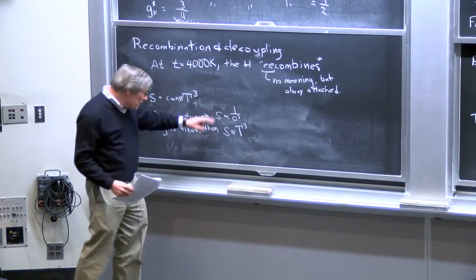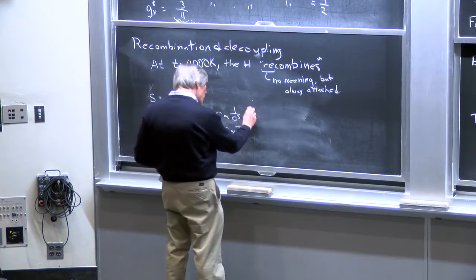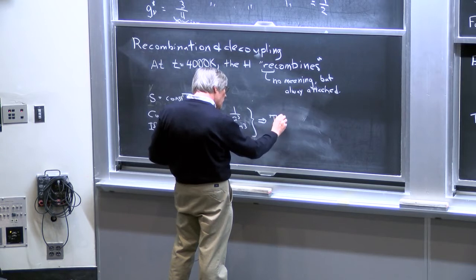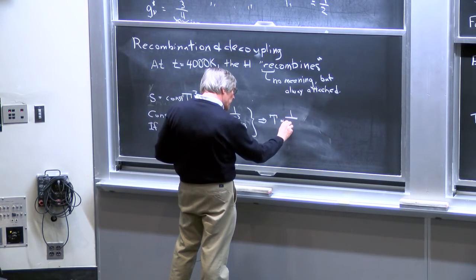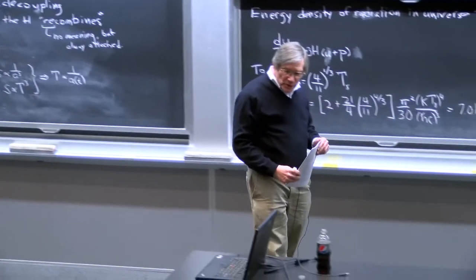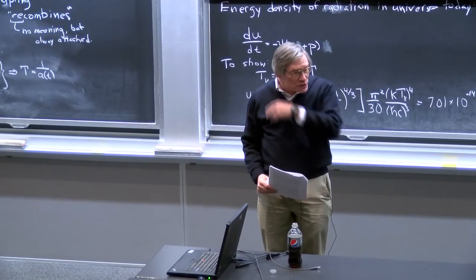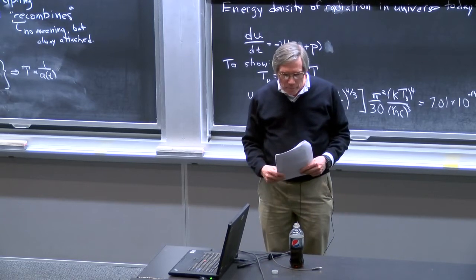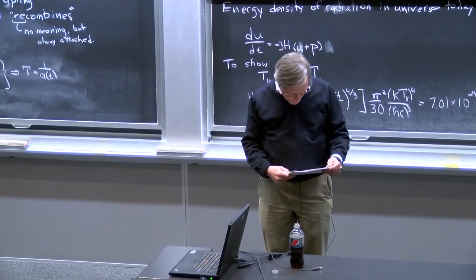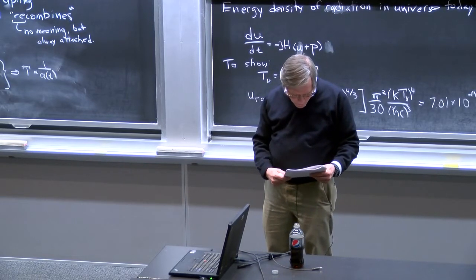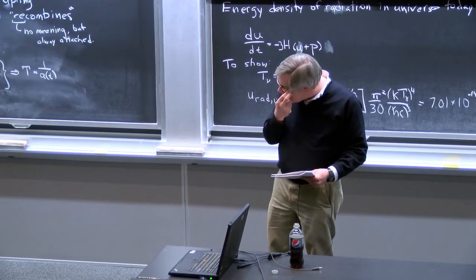And if you put these together, you could see that T is just proportional to 1 over the scale factor. So as long as little g, as long as the number of degrees of freedom contributing to this blackbody radiation is fixed, the temperature just falls like 1 over the scale factor.